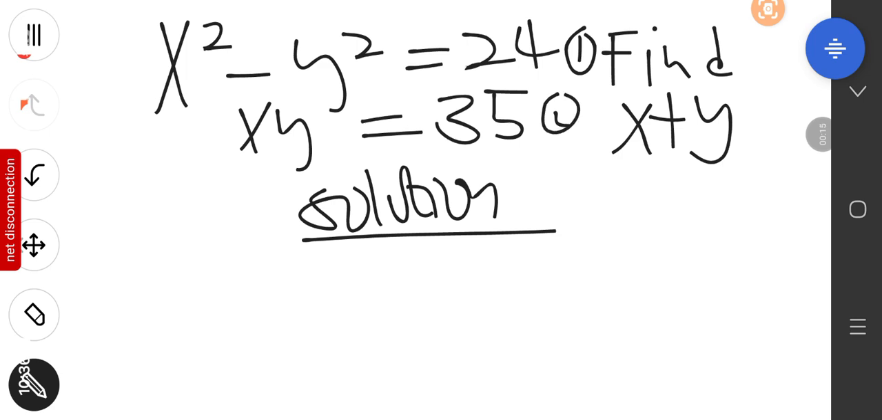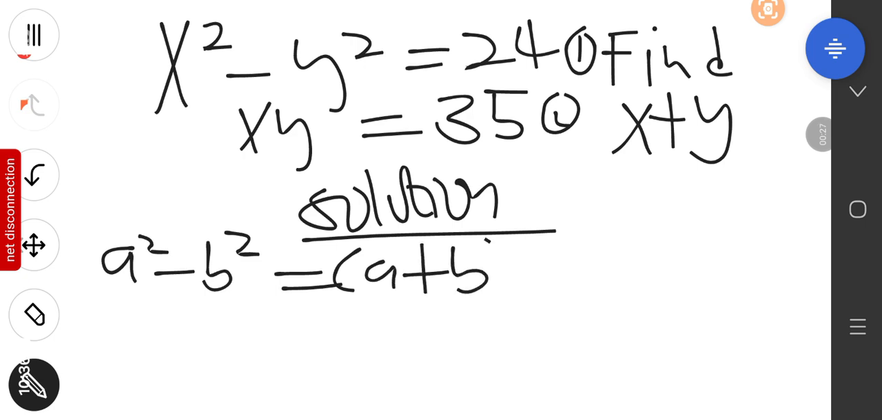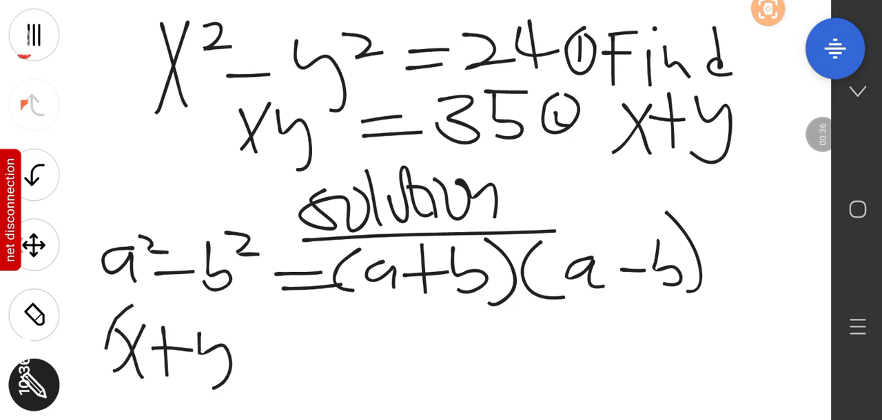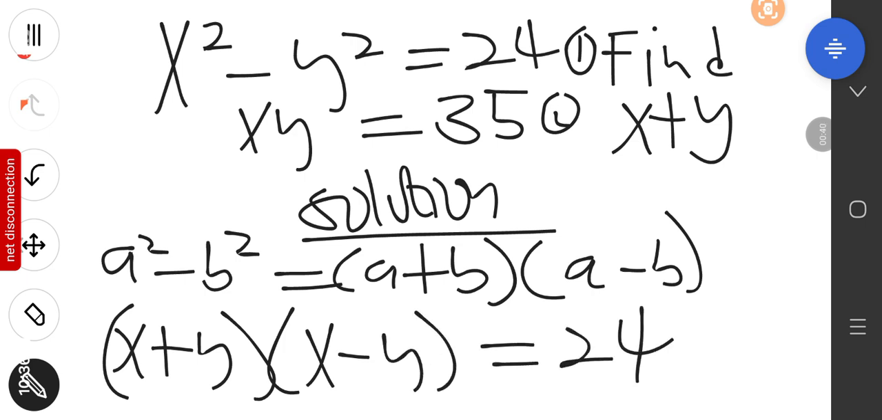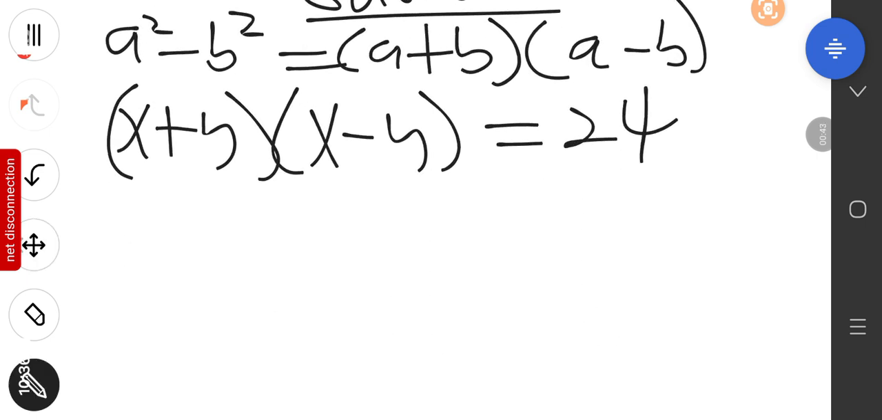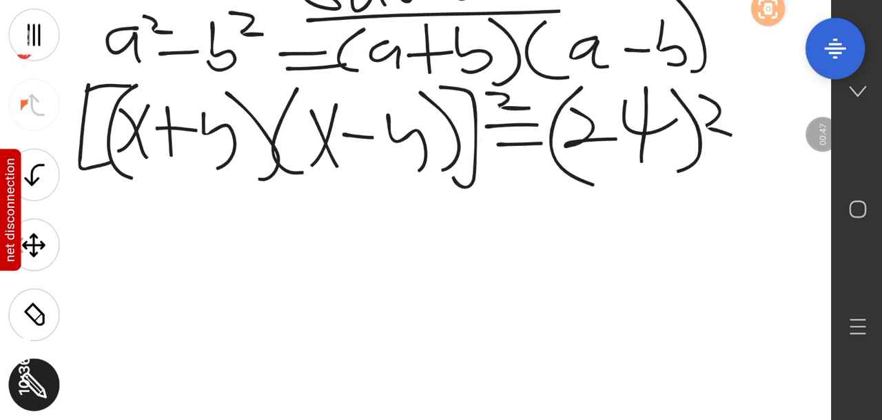Now from equation 1, we can apply difference of two squares. a squared minus b squared should give us a plus b times a minus b. So we can apply this to equation 1 and then have x plus y times x minus y equals 24. All right, now let's square both sides.